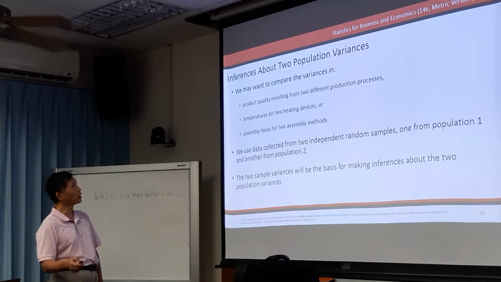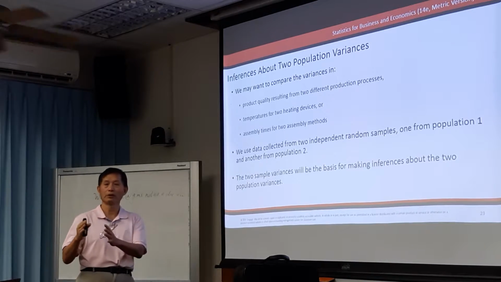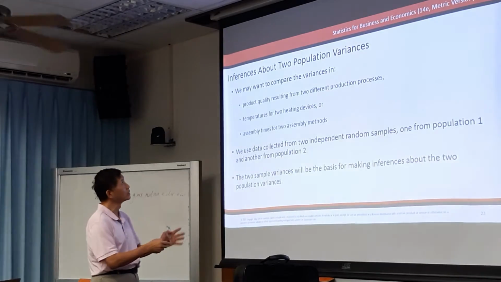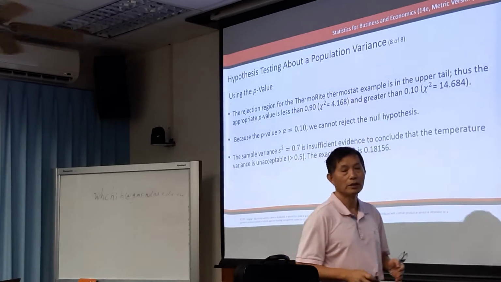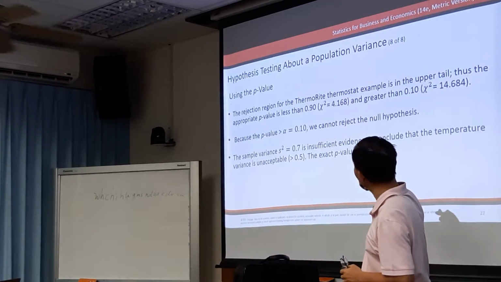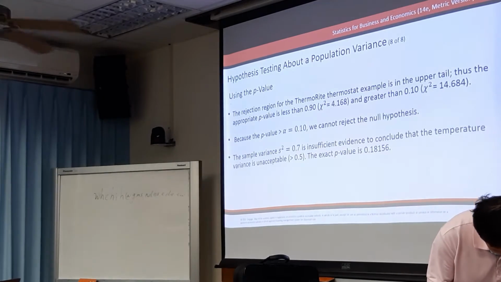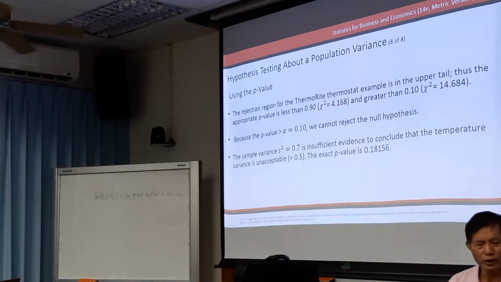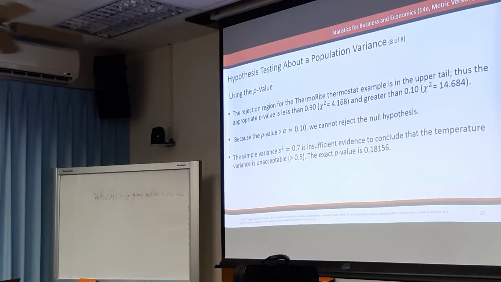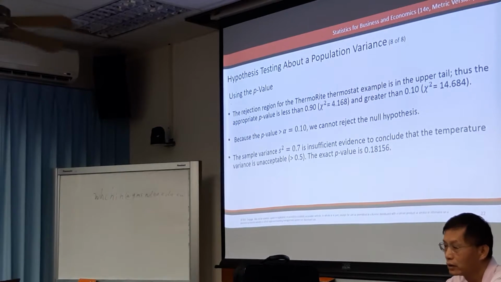So you can apply the population variance test for one company or two companies. The first section talks about one population variance. And this problem comes from the textbook, question number 11. The data are already open.